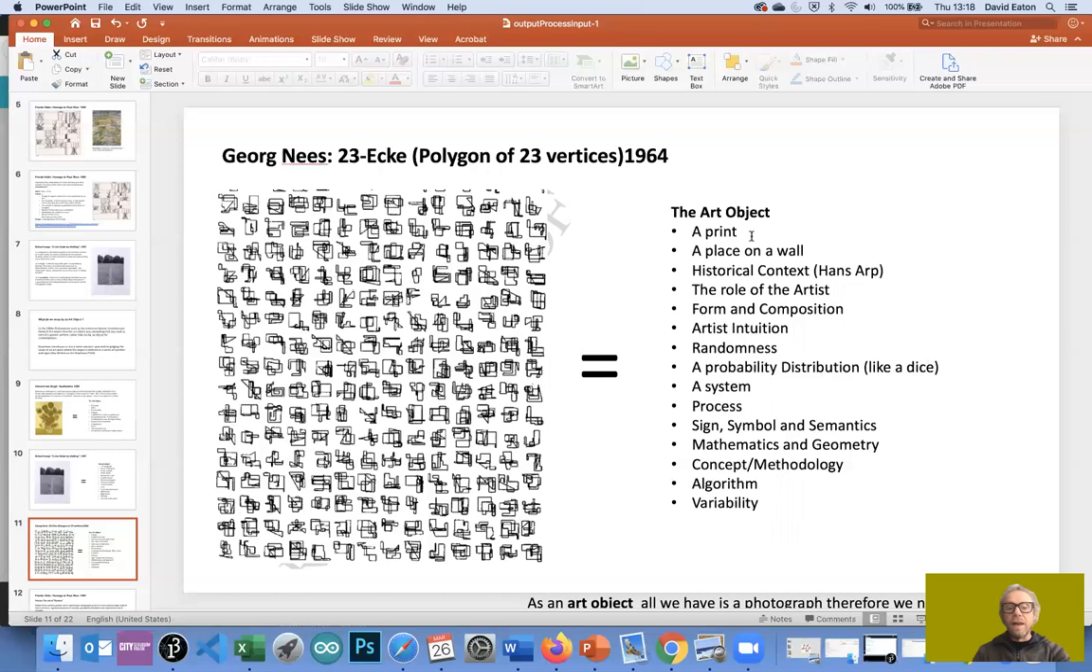So again, if we take it now as the idea of a whole object, we've got a print.